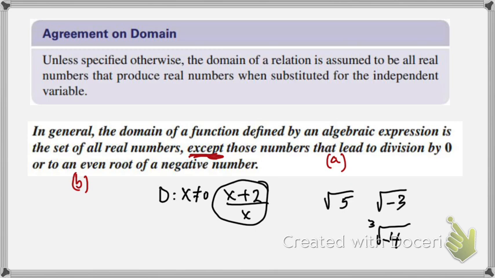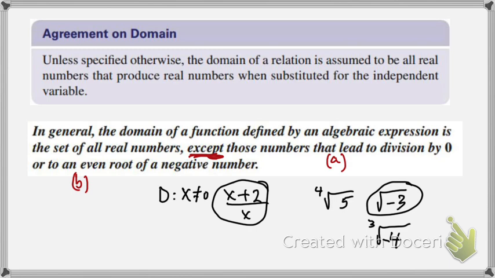Second exception, I get a negative under a radical that's an even root. So it could be the square root of something. It could be the 4th root of something, the 6th root of something. So if the number outside the radical here, something like this, 4, that says the 4th root of 5. Is that okay? Yeah. But if I get the square root of negative 3, like right here, I can't have that. Right? Because it's an even-powered root with a negative under there.